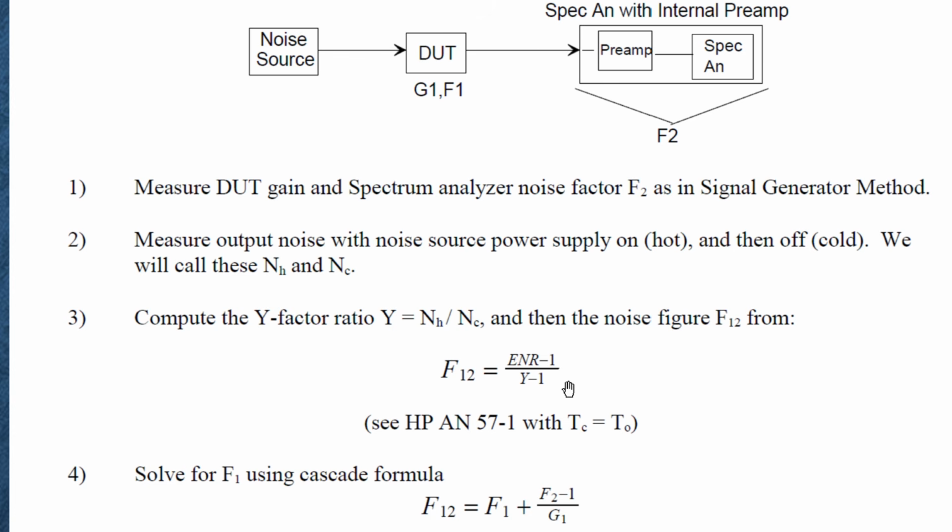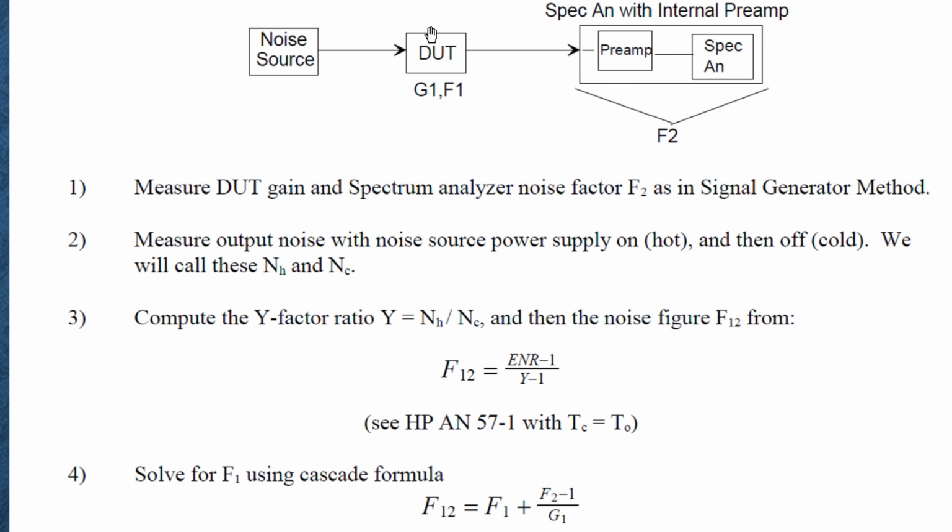So for example, we had a noise source that had an ENR of 15 dB. So you'd have to take that out of dB and put it into non-dB units. And for our 15 dB noise source, that ends up being 31.6. So subtract 1, you get 30.6. And then you take the Y out of dB domain if it's in it, and subtract 1, take the division, and that gives you the composite noise figure for these two pieces.